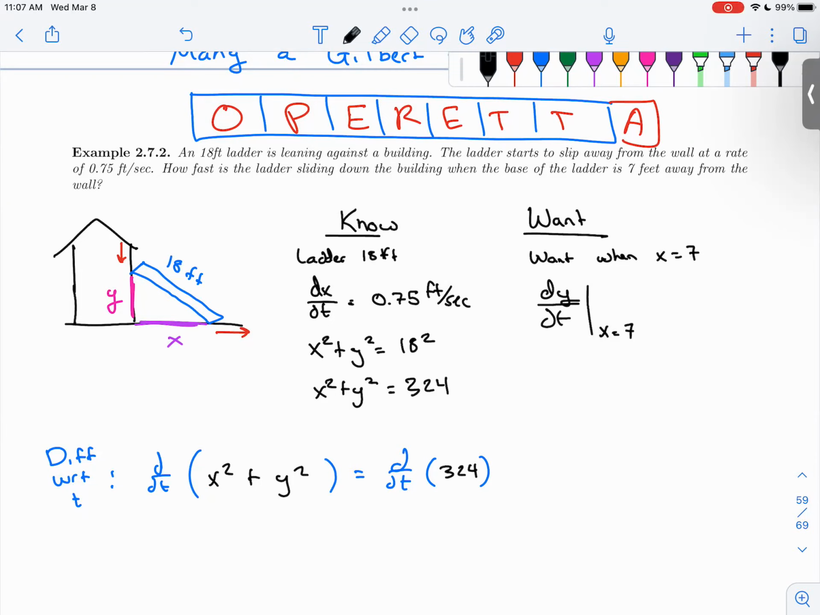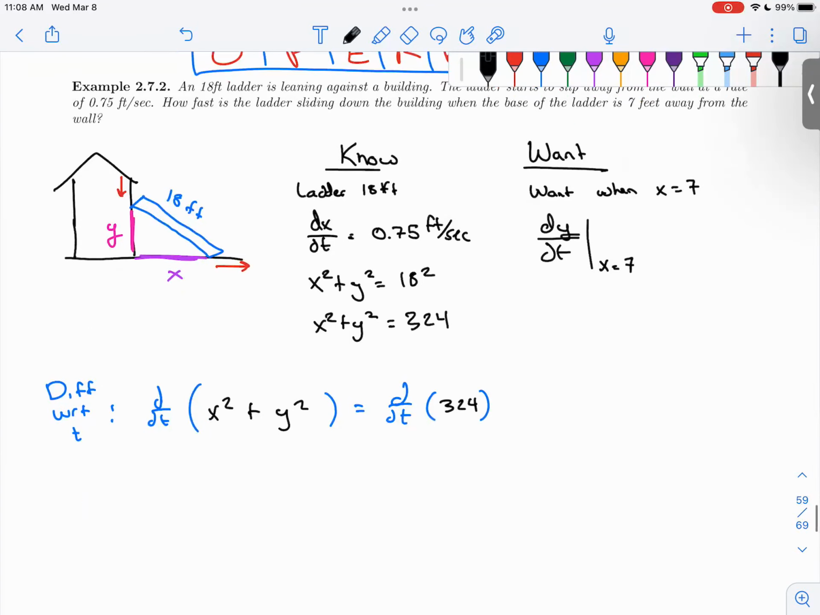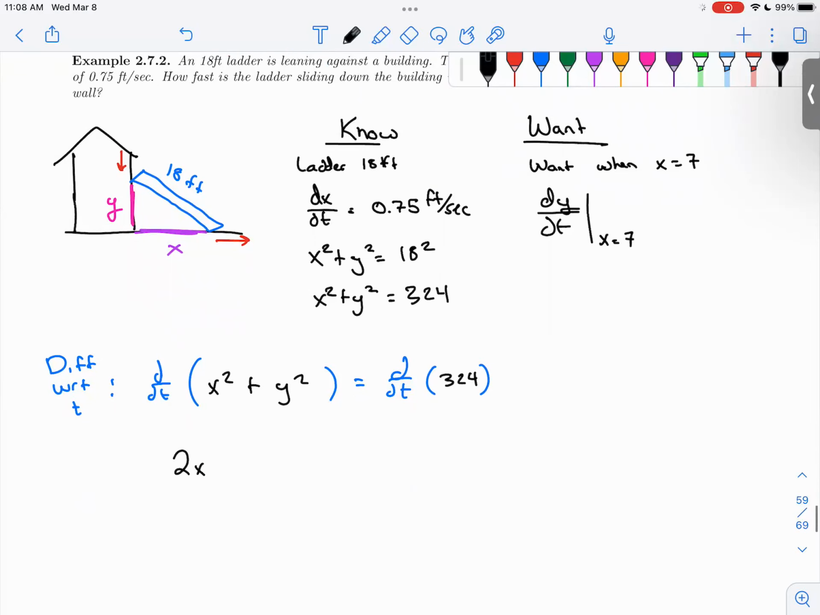Now, depending on the context of the problem, maybe there's an added thing going on here. Maybe I say that as it's slipping out, it's one of those awesome ladders that can be extended, and then that rate happens as well. But this one is a fixed ladder, so the derivative of that should be 0. So we get 2x dx/dt plus 2y dy/dt equals 0.